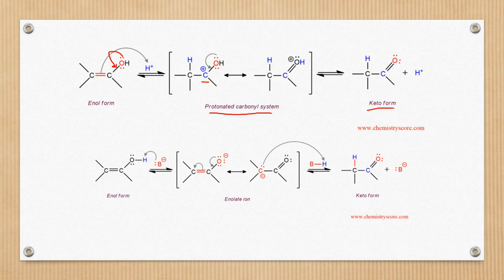and this keto form can get generated. Similarly, in the basic medium also, you can convert the enol form into the keto form. But abstraction of the proton of this OH, and then this alkoxy anion will come down, and this C minus bond is getting generated. After that, this base will give the proton to neutralize this negative charge to give you the keto form. So this is how the enol form can be converted into the ketone form by the acid catalyzed or base catalyzed method.